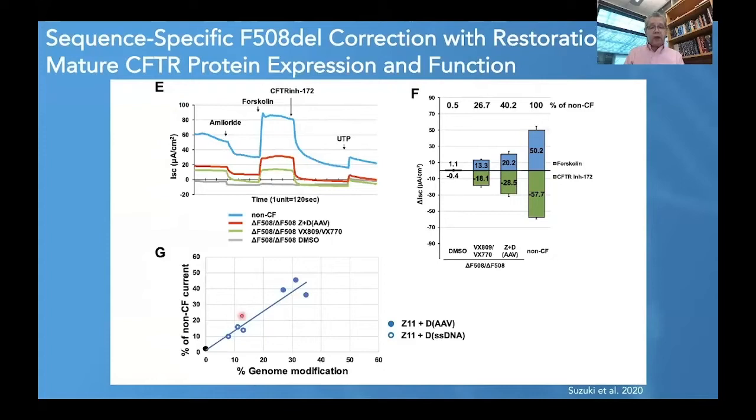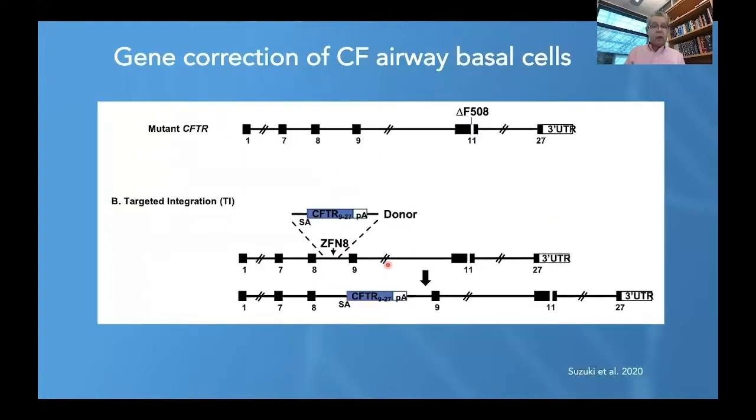In the case of the single-stranded oligos, we have lower levels in our hands of both the genome modification as well as lower levels of CFTR current. So this is definitely an approach that can be pursued, and Matt Porteous' group has also shown by CRISPR-Cas9 the ability to efficiently correct with these methods as well.